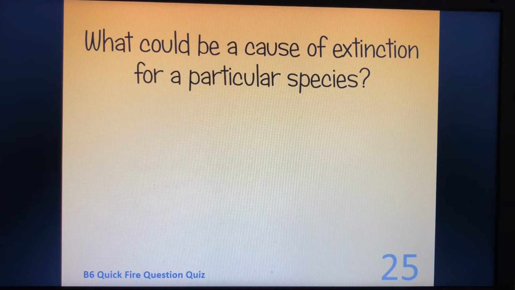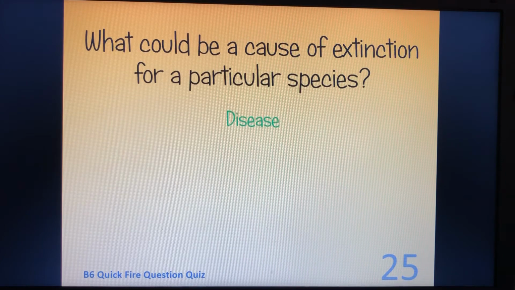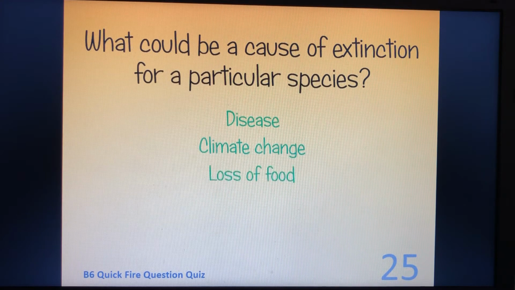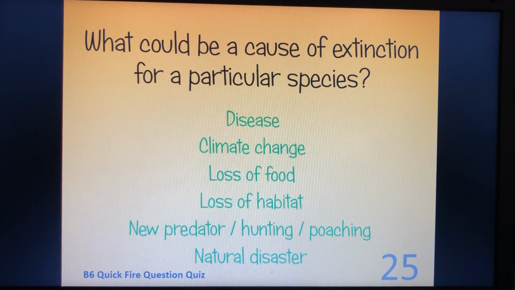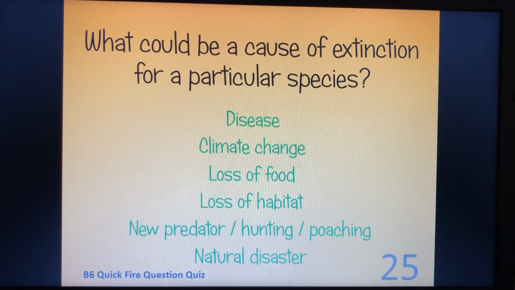And the answers are disease, so a new pathogen to the area, climate change, loss of food, loss of habitat, new predator coming into the area, so hunting or poaching go into that category, and natural disaster, which includes all of our earthquakes and volcanoes and that sort of thing.